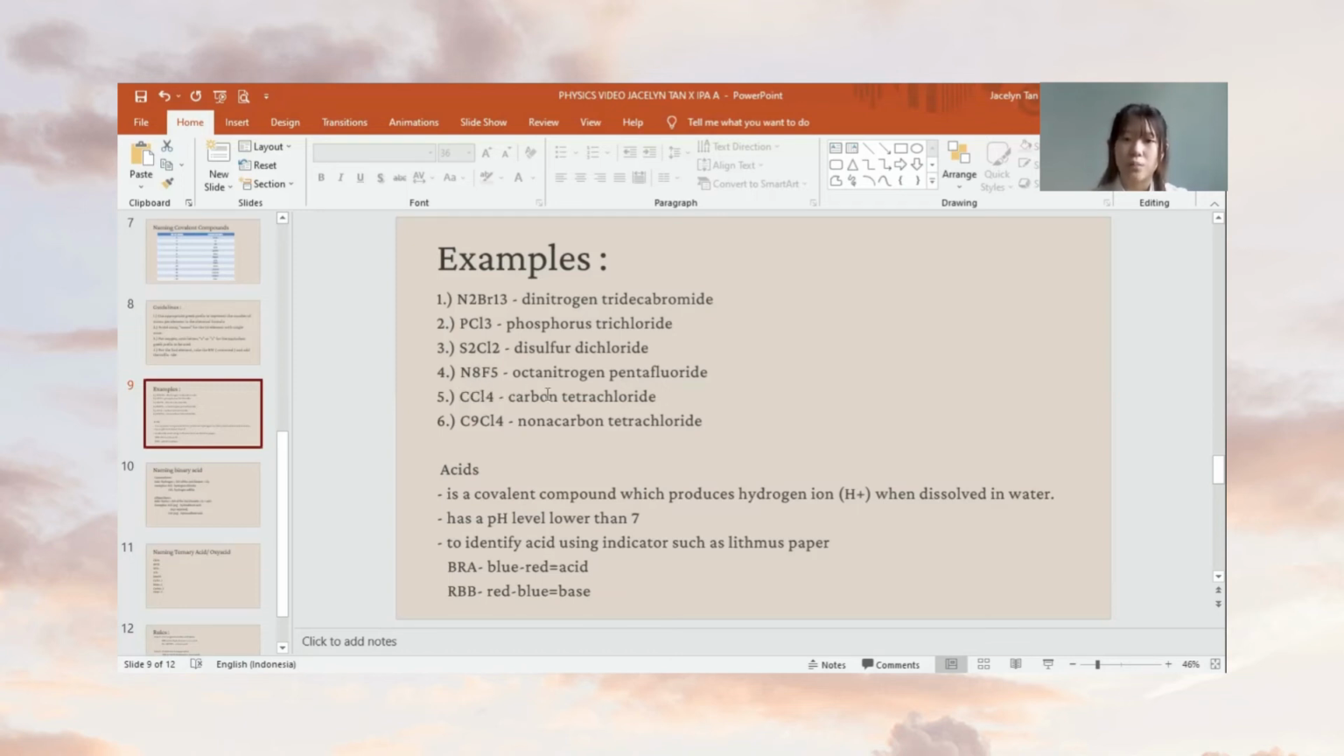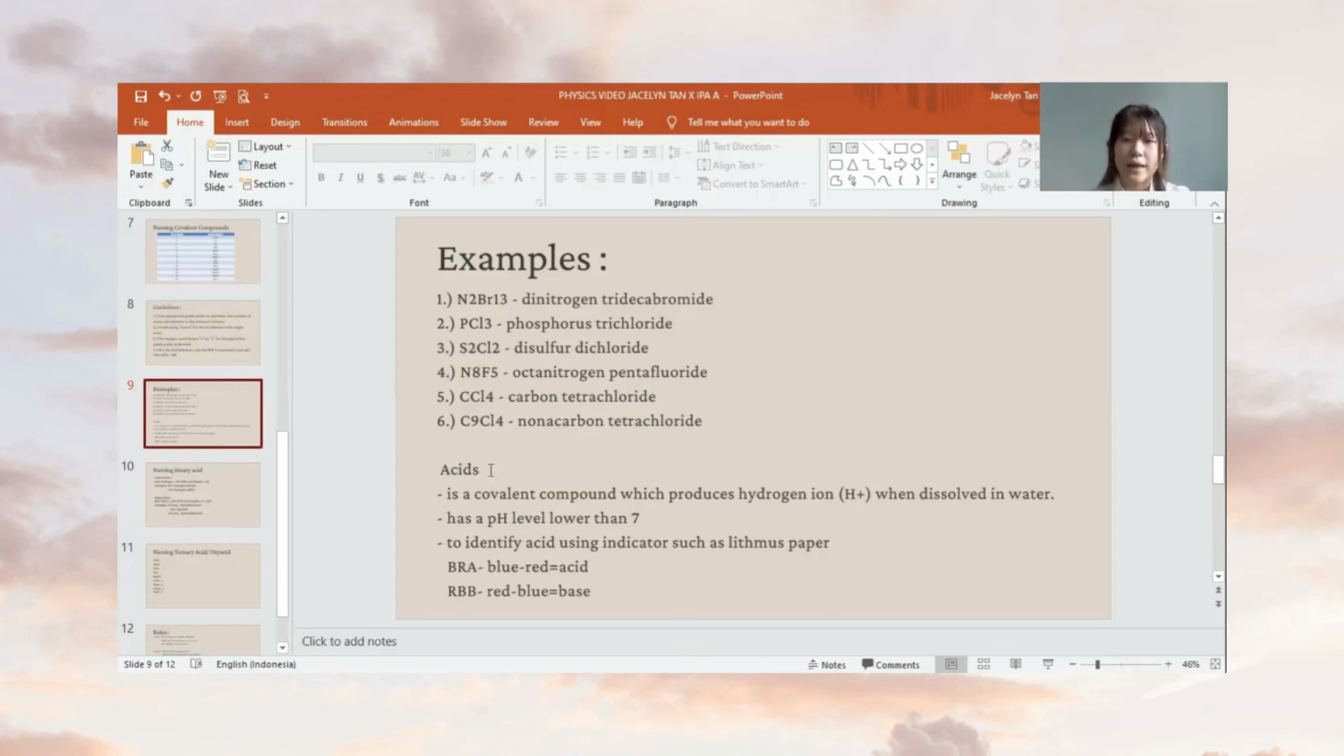C, it is carbon. 4, we use tetra. Cl, it is chlor plus IDE, so chloride. So carbon tetrachloride. So the last one is C9Cl4. C9, we use nona. C is carbon, so nona carbon. 4, we use tetra. Cl is chlor plus IDE, chloride. So nona carbon tetrachloride.